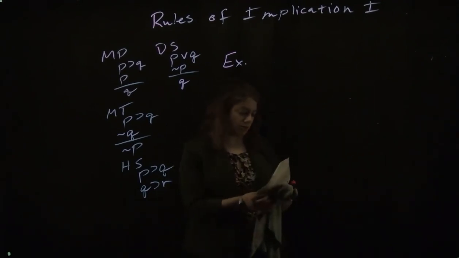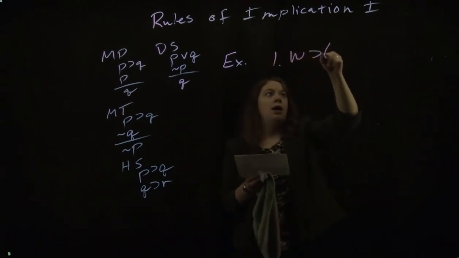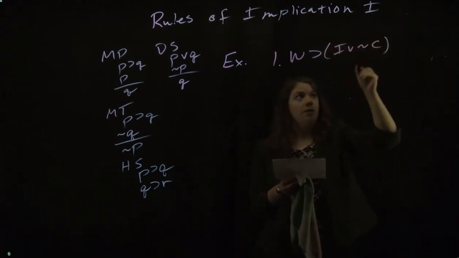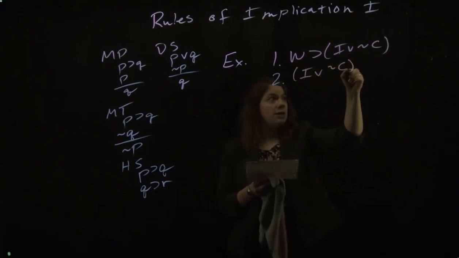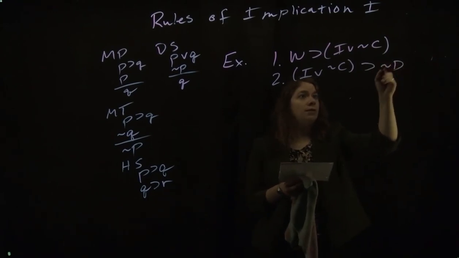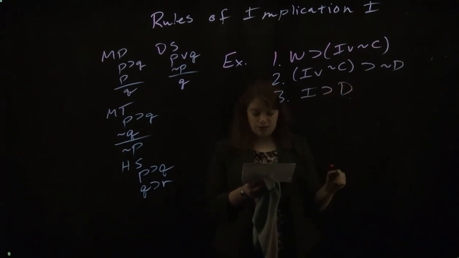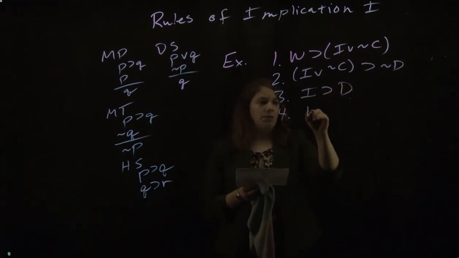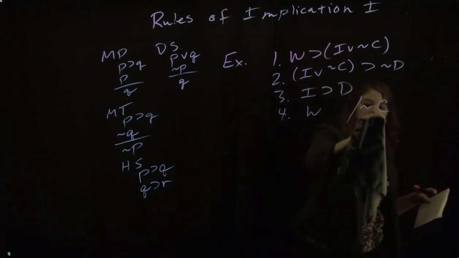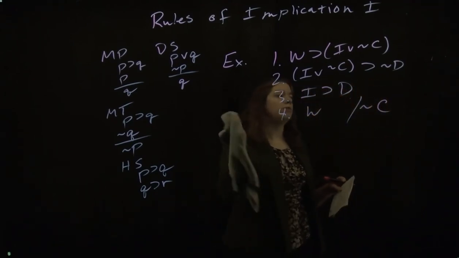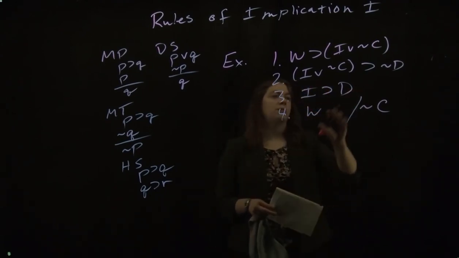So let's try another one here. First premise is W horseshoe I or not C. Second premise is I or not C, horseshoe not D. Third premise, I horseshoe D. Fourth premise, W. Conclusion, not C. Right, so there is our valid argument. And now it's time to prove how we can derive not C from those premises.